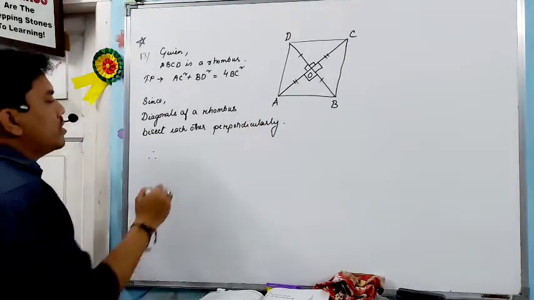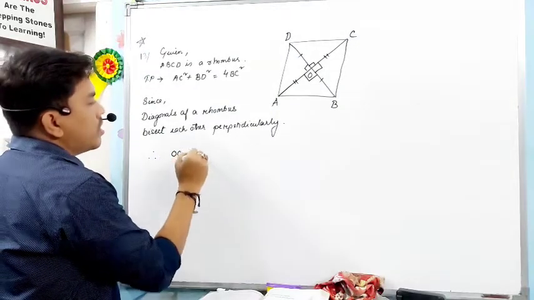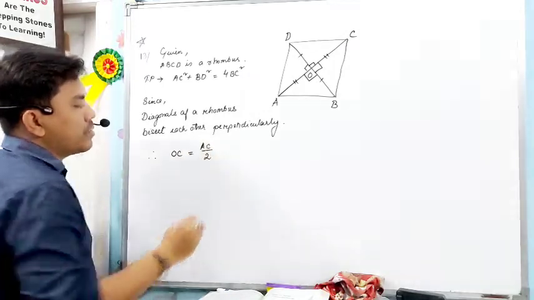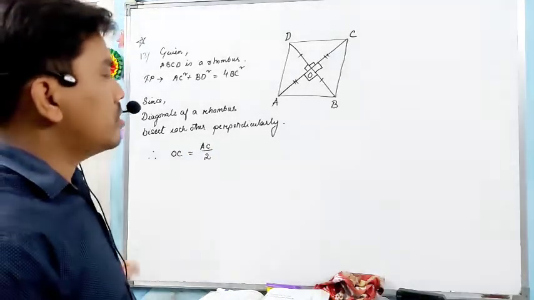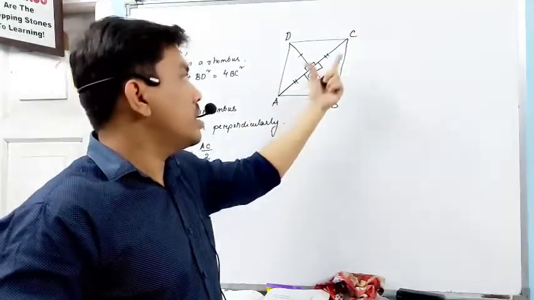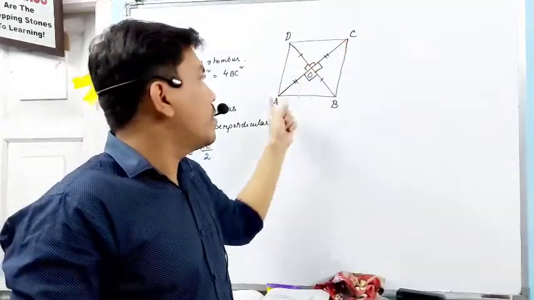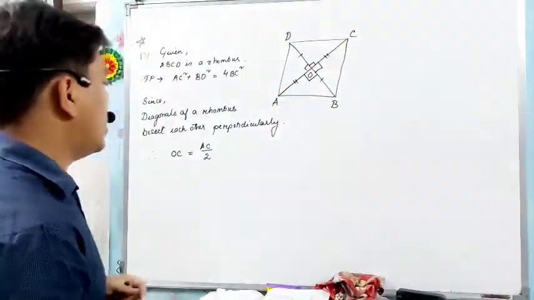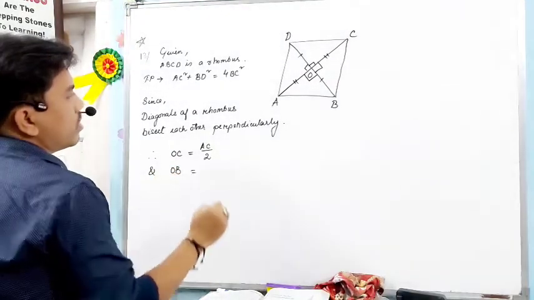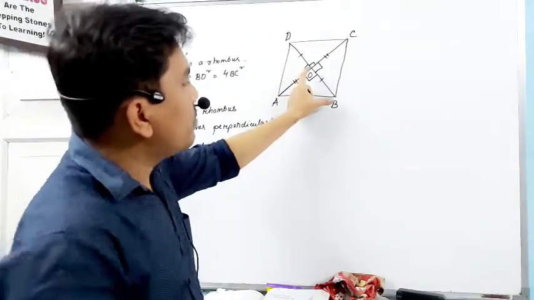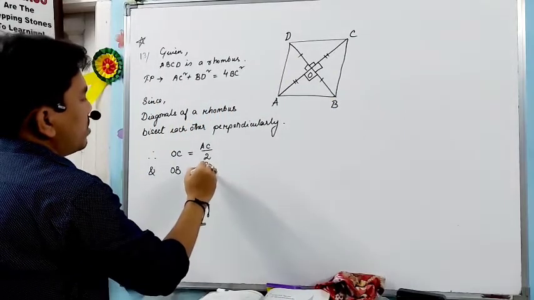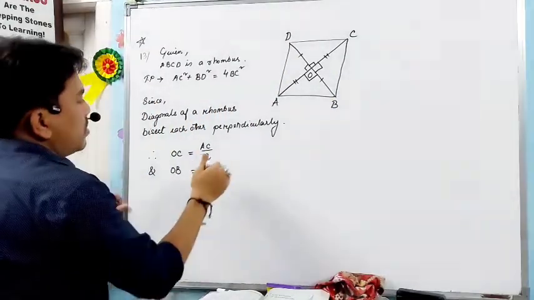Therefore, we can say that OC will be half of what? OC will be half of AC. Can we say? Yes, we can say, because AO and OC are equal. If AO and OC are equal, then obviously one part will be half of the whole, isn't it? Okay. And OB also will be what? OB is this one. OB will be half of what? BD. Okay. So we can write BD by 2.